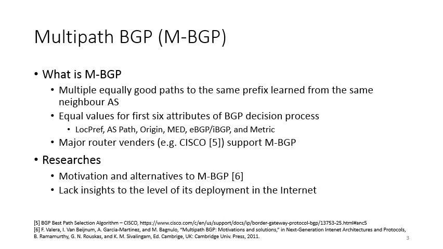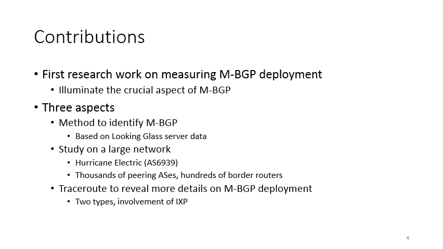In this area, there have been a limited number of researches, and one of them discussed the motivation to apply multipath BGP and proposed some alternatives to multipath BGP. Basically, we lack insights into the level of multipath BGP deployment in the Internet. Therefore, our paper contributes as the first research work on measuring multipath BGP deployment and illuminating the crucial aspects of multipath BGP.